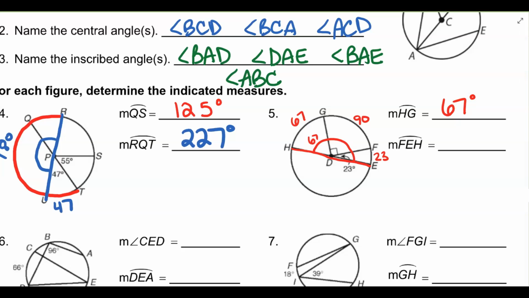Now they ask for the measure of arc FEH. So I know I'm connecting F to H, but in order to do so, I have to pass through point E. So again, I can see, oh, I have a semicircle here. So I just want this semicircle plus an extra 23. So the 180 plus the 23 gives me an arc measure of 203 degrees.